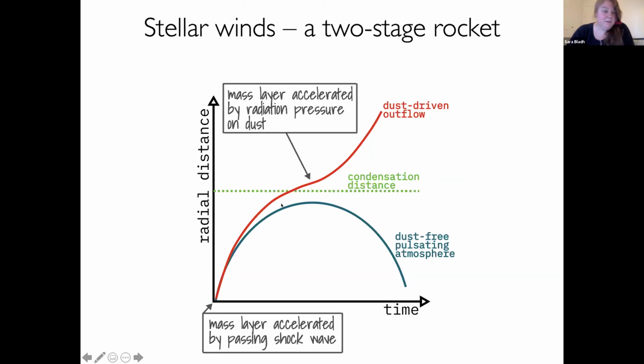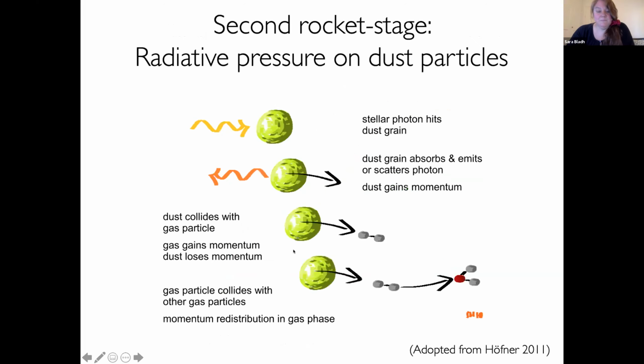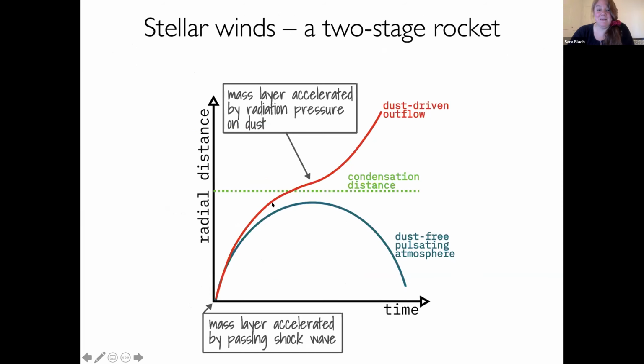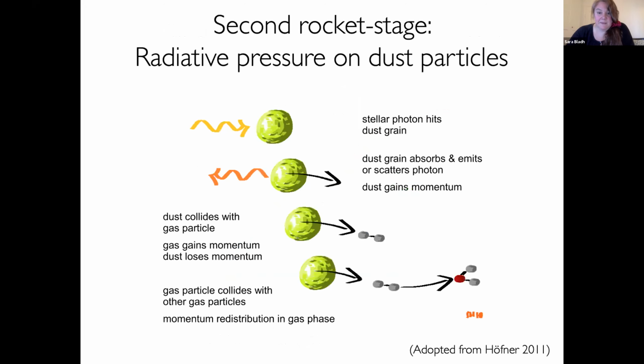And if this mass layer reaches a distance where the temperature is cool enough for dust to form, then this mass layer can be accelerated by radiation pressure on dust. And then we have a dust-driven outflow. If it doesn't reach such a distance, then it just falls back onto the surface of the star, almost like in a ballistic trajectory.